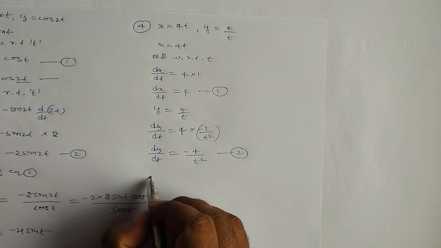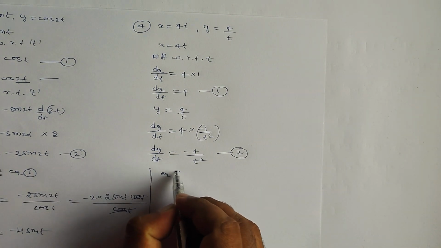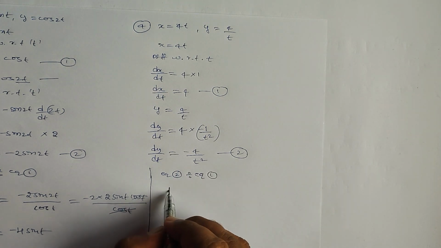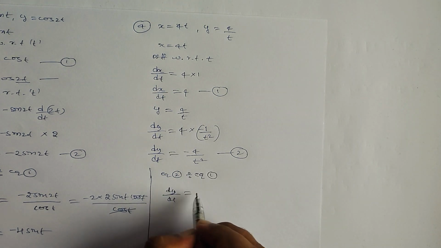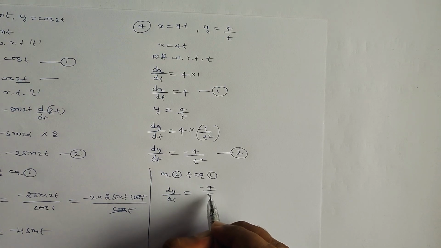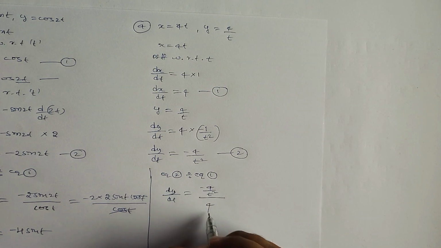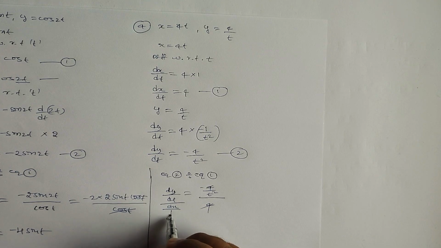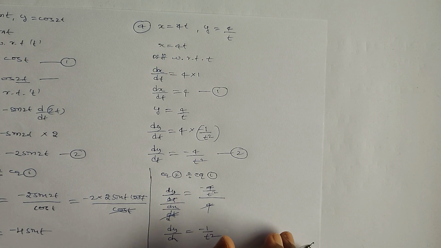Now equation number 2 divided by equation number 1. Equation number 2 is dy by dt equal to minus 4 by t square, divided by 4. Then the 4 gets cancelled. That becomes dy by dx by dt, so dt gets cancelled and dy by dx becomes minus 1 by t square.